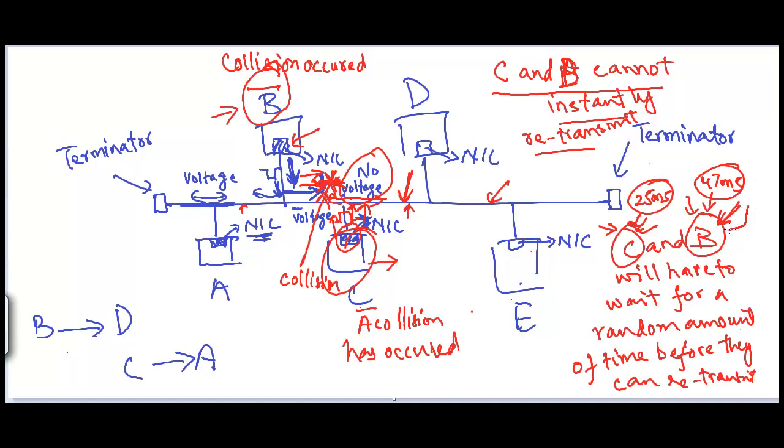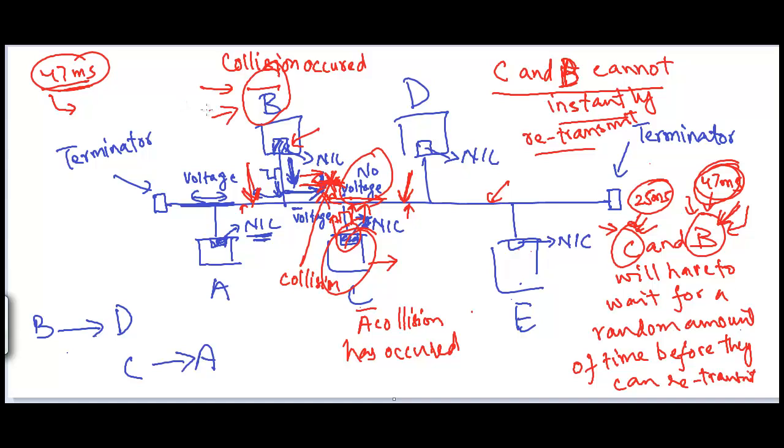If there is no voltage on the bus, C is going to retransmit. B will wait till 47 milliseconds, and then B will check the voltage on the bus through its network interface card. If there is no voltage on the bus, B will retransmit its signal. Okay, so hopefully things will work out. But what if B retransmits and once again there is another collision? This time once again B will have to wait for a random amount of time. Last time B's timer was 47 milliseconds, but this time the circuit will make sure that B gets a time more than 47 milliseconds.